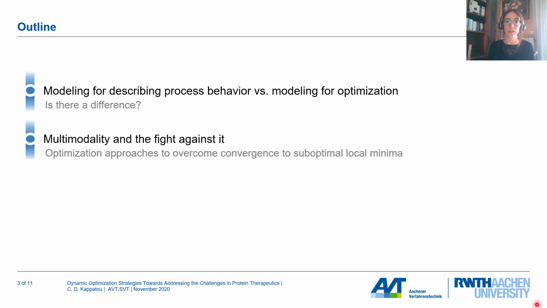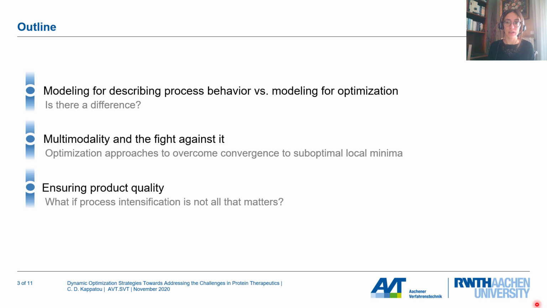In the next step, we're going to talk about multimodality and how to find ways to avoid convergence to suboptimal local solutions, which happens due to the highly nonlinear and non-convex behavior of the underlying models. And the third question we're going to try to answer is what to do when we care about product quality and how to incorporate it into our optimization problem, since when we talk about high-value biopharmaceutical products, quality, of course, matters.